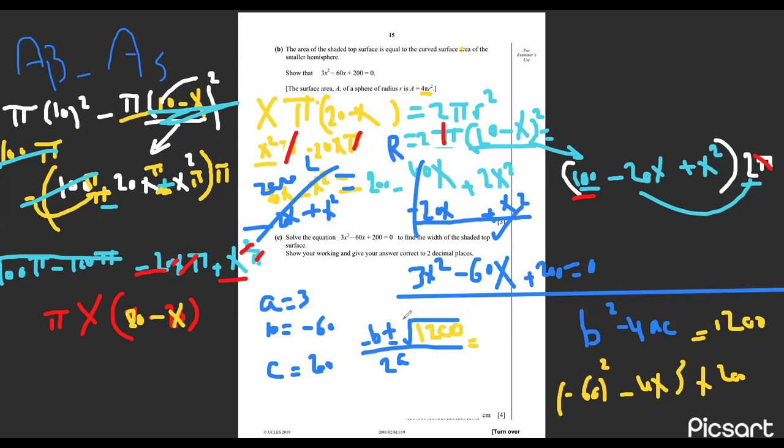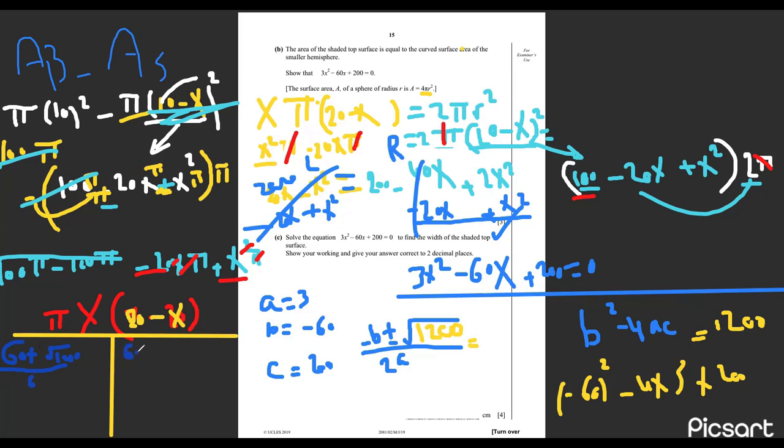So here it is 60 positive or negative. So here we have two answers. First answer with positive and the second with negative. Let's calculate. The first one will be equal to negative B, which will be 60, minus or plus root 1,200, all divided by 6, which is 2 times 3.